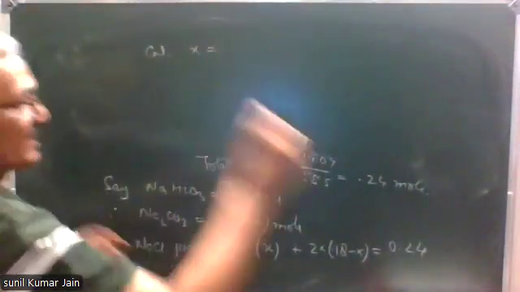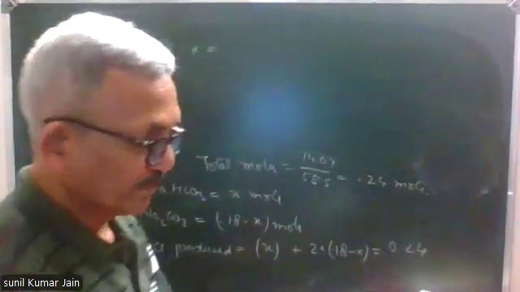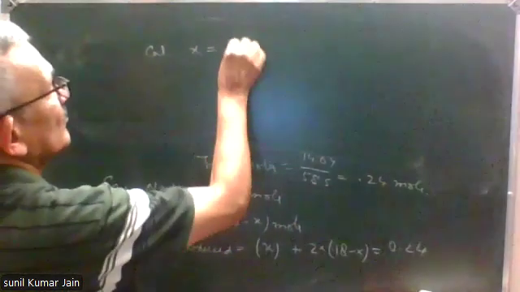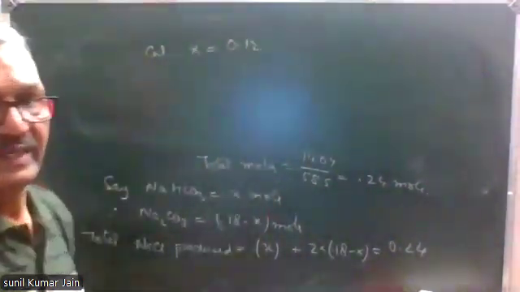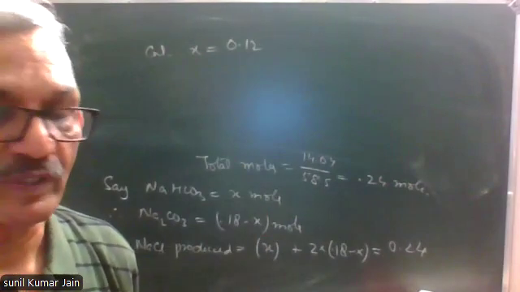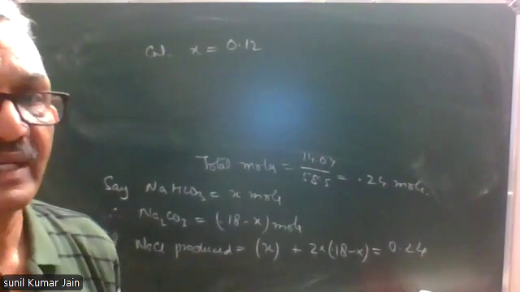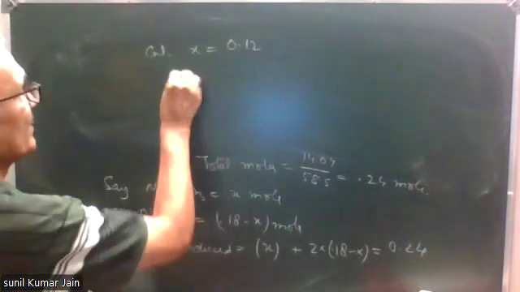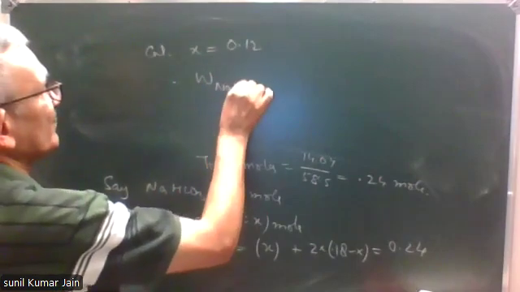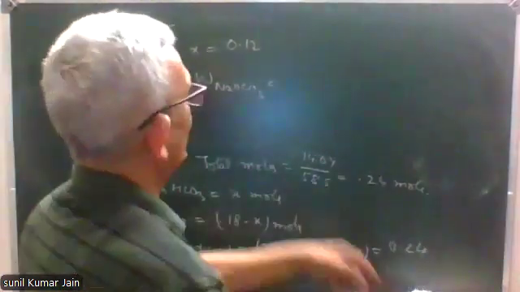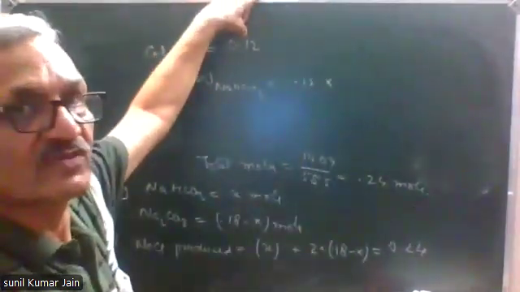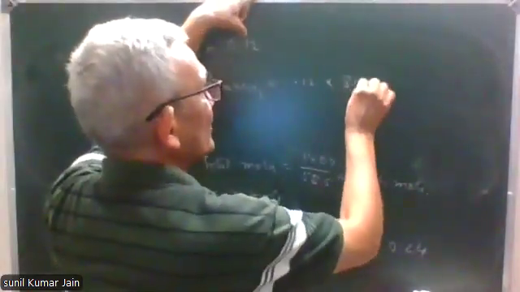Calculate the value of X. This X will come out to 0.12. X is 0.12, which means the number of moles of sodium bicarbonate is 0.12. The remaining is sodium carbonate. Therefore, the weight of sodium bicarbonate will be the number of moles 0.12 multiplied by the molecular weight of sodium bicarbonate, that is 84.